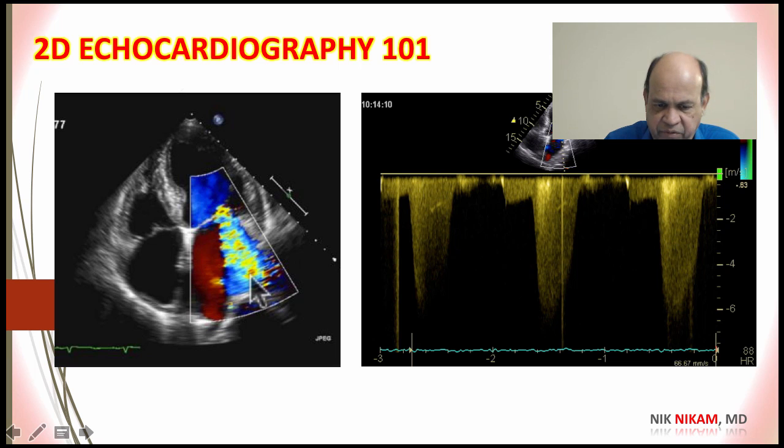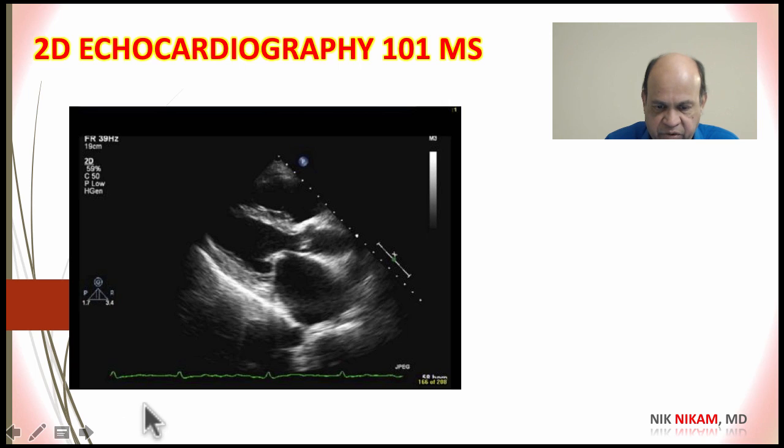Here's an example which is correlated, this diagram with this continuous wave Doppler, which suggests, along with dilatation of the left atrium, severe mitral regurgitation in this particular tracing. Let's move on to the next one.